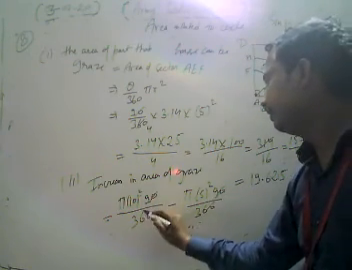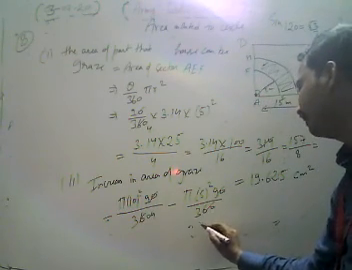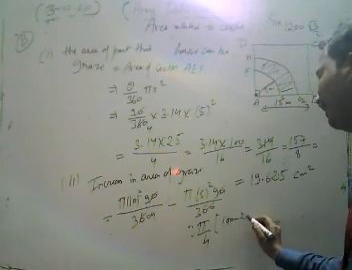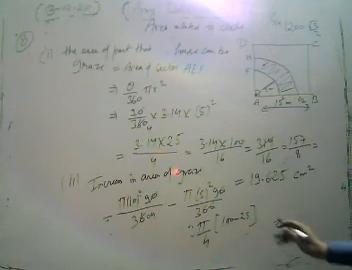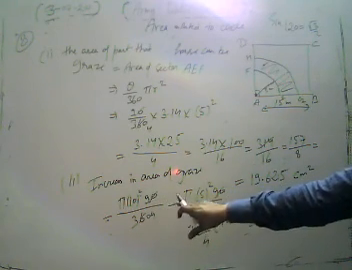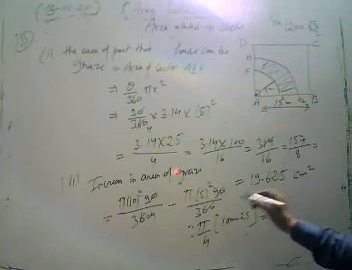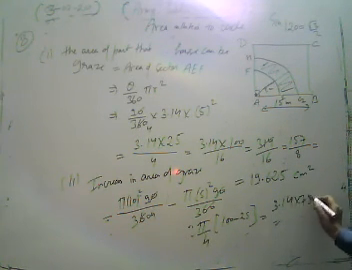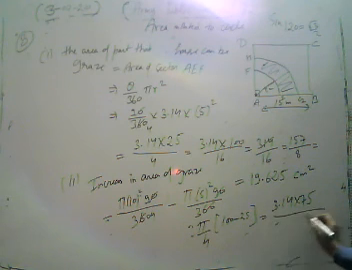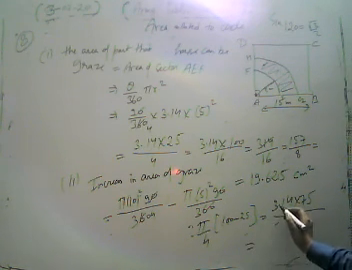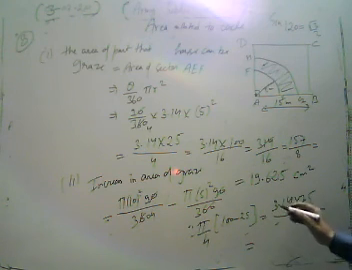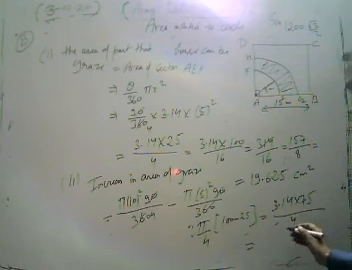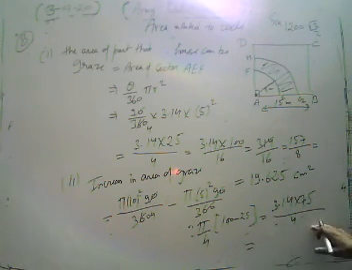Then take pi by 4 common there. Then what do we have? Pi by 4, then we have 100 minus 25. Then 10 square is 100, 5 square is 25. Then the value of pi we put 3.14 into 75 divided by 4. Then what do we do? We have to multiply 3.14 into 75, then divide by 4, you get your required result.